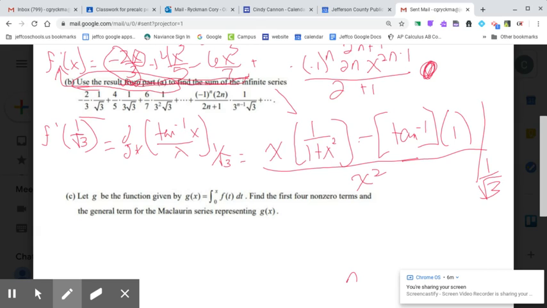And while you don't have to simplify the algebraic terms, for example, you can leave 1 over root 3 and 1 plus 1 third, you do have to simplify the trig expressions. Inverse tangent of 1 over root 3, for example, is pi over 6 over 1 over root 3. So if you left it like that, you would get full credit.